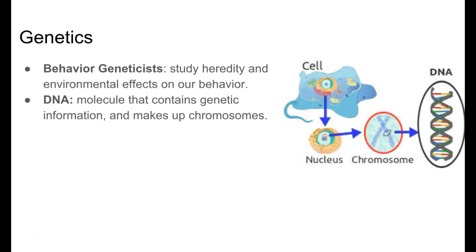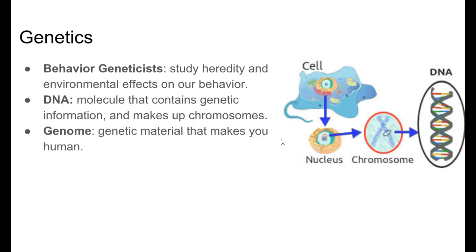DNA is a molecule that contains genetic information and makes up chromosomes. So a chromosome is what we see here, and it's made up of little DNA structures that you can find within a nucleus. Genome is genetic material that makes you human. And this is important because we map our genomes to identify similarities as well as genetic disorders. So this can be extremely helpful when trying to identify if you have a genetic disorder.